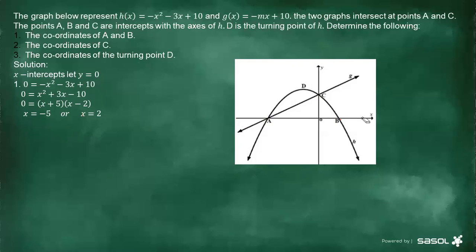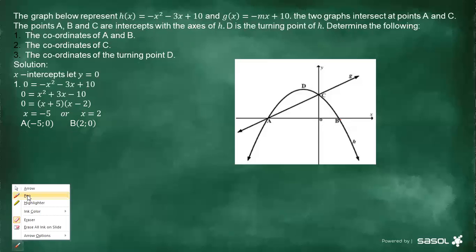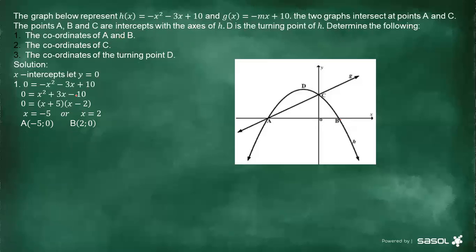Then the coordinate of B is what? The coordinate of B is (2, 0). Now, the question says the coordinates of A and B. So the majority of learners, sometimes just after getting the x value, just stop there. But remember, the question is very clear: it says coordinates of A and B. So these are the coordinates of A, these are the coordinates of B. So it must be like that.